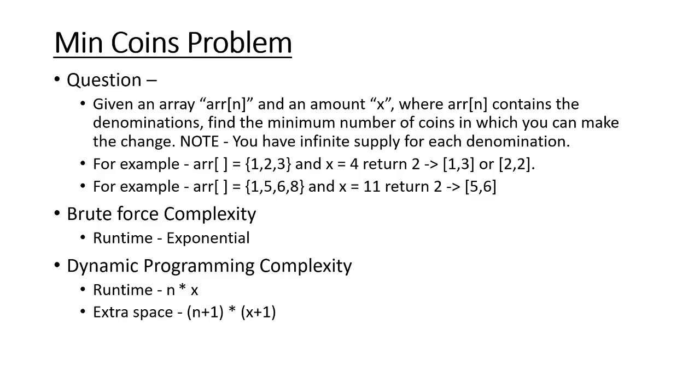So our function should return 2 in this case. In the second example, the denominations we have are 1, 5, 6 and 8, and the amount which we want to make is 11. What are the minimum number of coins which we need to make 11 out of the given denominations? It would be again 2. We would pick a 5 and a 6.